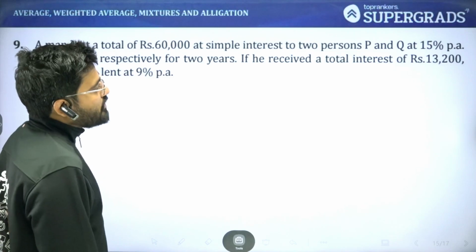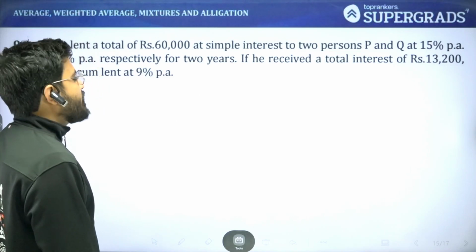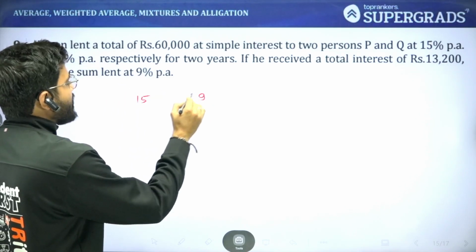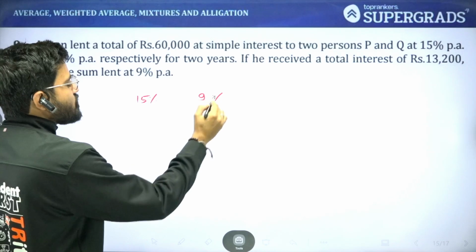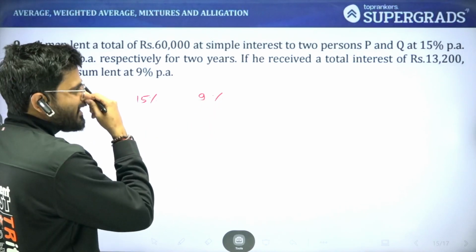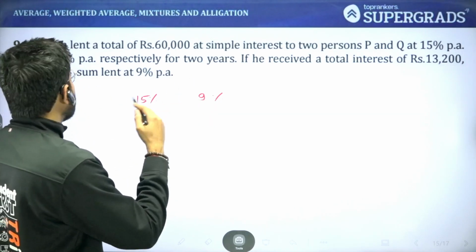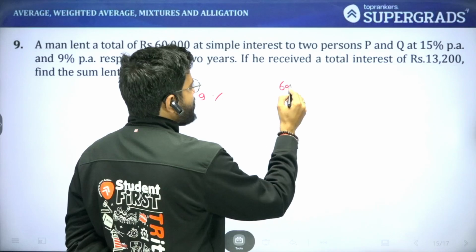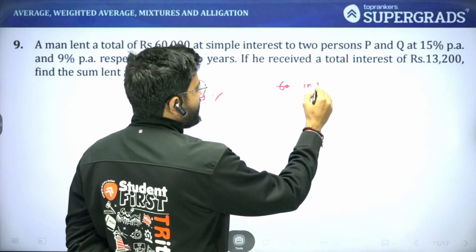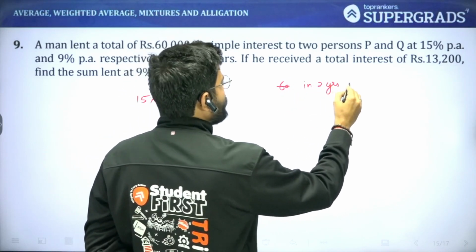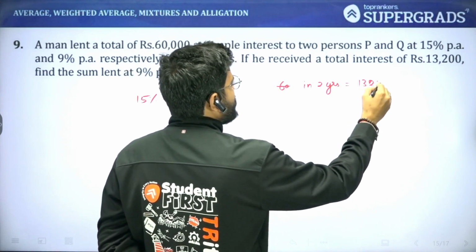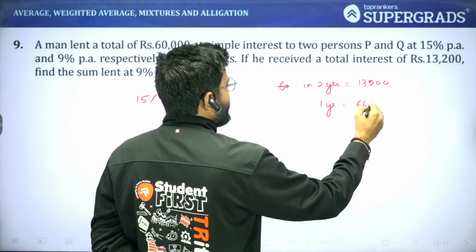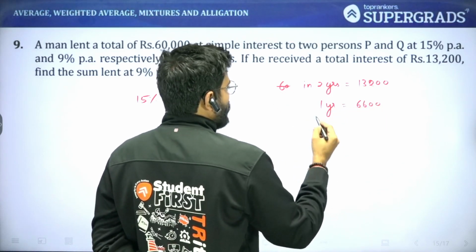So 60,000 at simple interest to two persons P and Q, one at 15% per annum, another at 9% per annum. So this is also rate, this is also rate, for 2 years. If we received a total of 1320, so in 60,000, in 2 years he received 1320. So in 1 year he will receive 660.